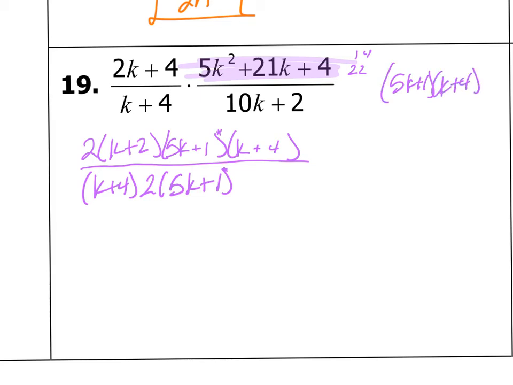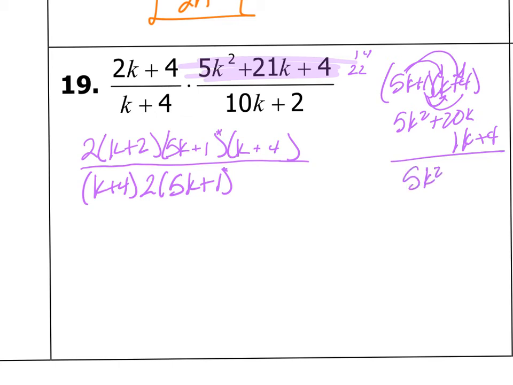So how do we check again? We multiply out. So 5k times k is 5k squared. And 5k times 4 is 20k, plus 1k plus 4. Does that give me what I need? 5k squared plus 21k plus 4. Great. Okay, so how did I factor that? I used what I knew my factors were in my denominator and used that.